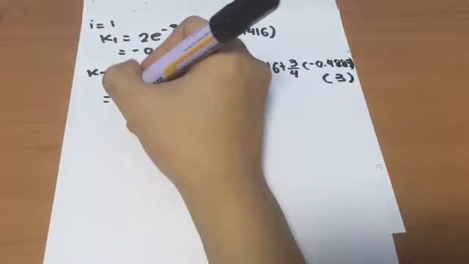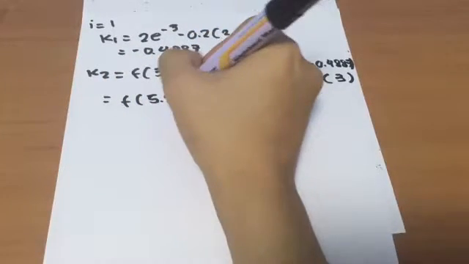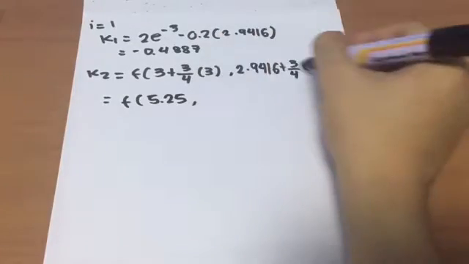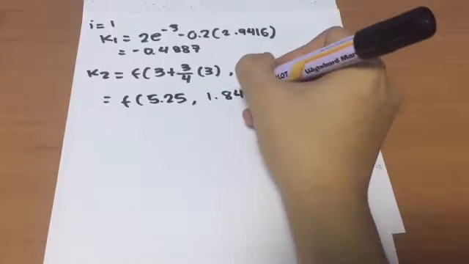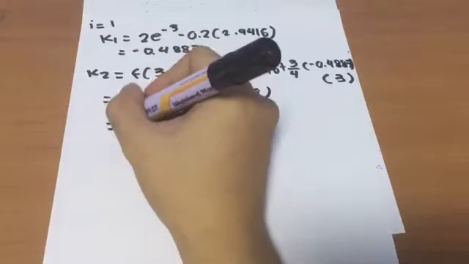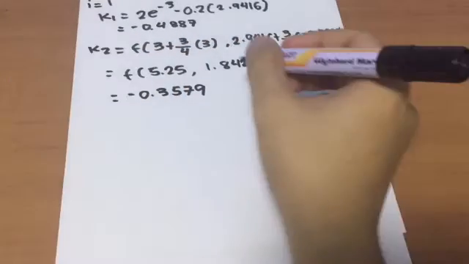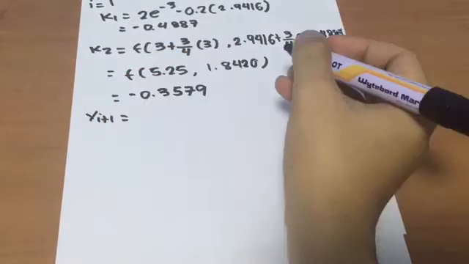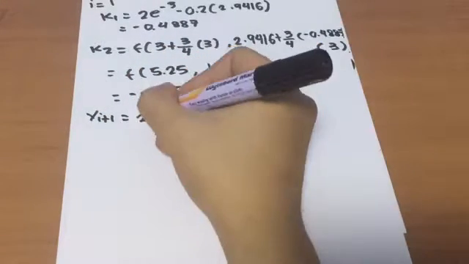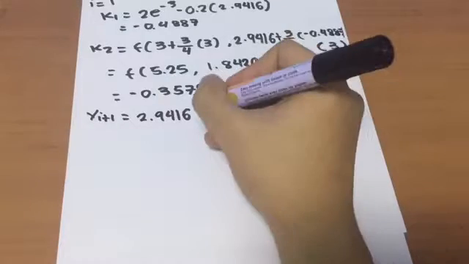Okay, so we have the function of 5.25 there, and the function of 1.8420. So we have a k2 of negative 0.3579, and we substitute those to our yi plus 1. Okay.